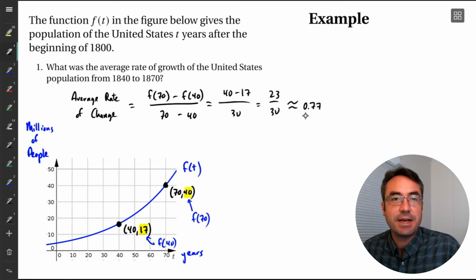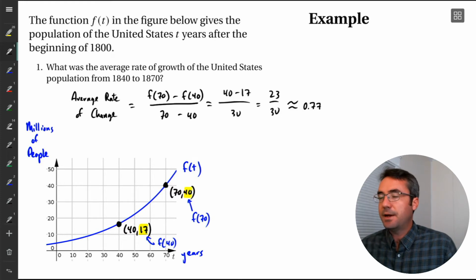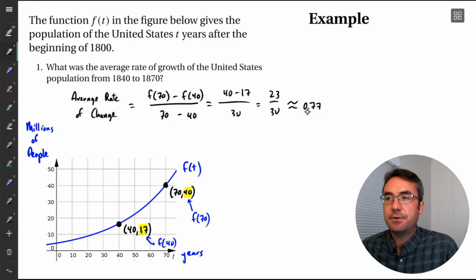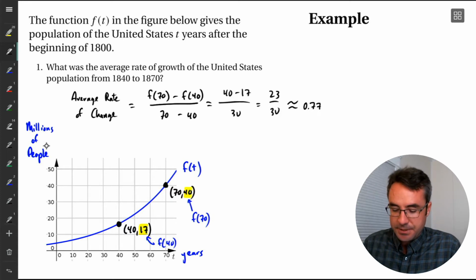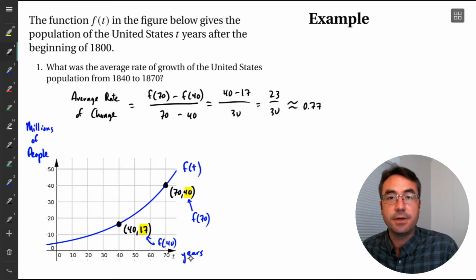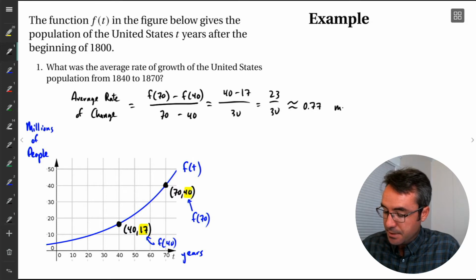change is 0.77. And the important thing to keep track of here is what the units are going to be. It turns out for rate of change, it's the units along the vertical axis divided by the units along the horizontal axis. So in this case, millions of people per year.